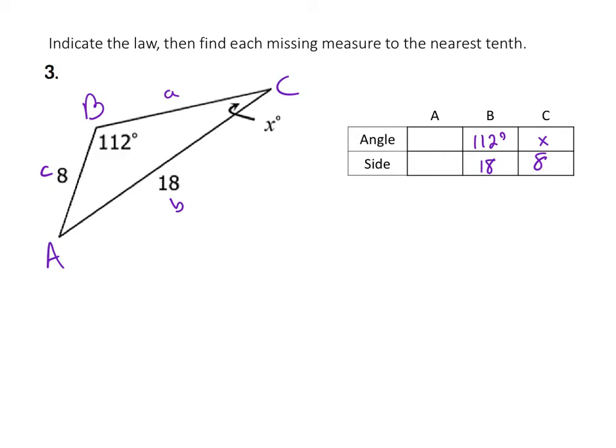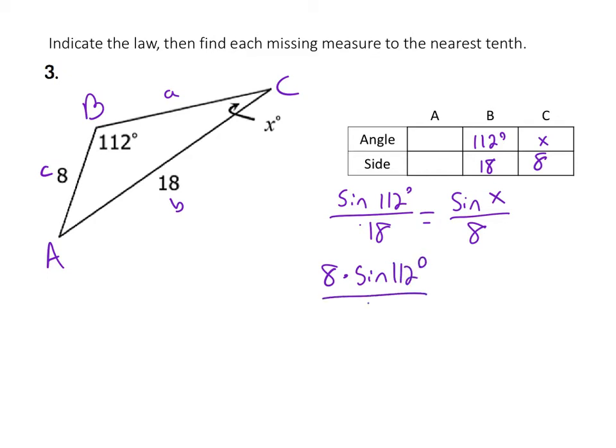Looks great, and we can obviously see which two ratios we're going to use in our law of sines. I'll say the sine of 112 degrees over 18 equals sine of x over 8, and we're going to solve for x. So I'll multiply 8 by the other side. So 8 times the sine of 112 degrees over 18 equals sine of x.